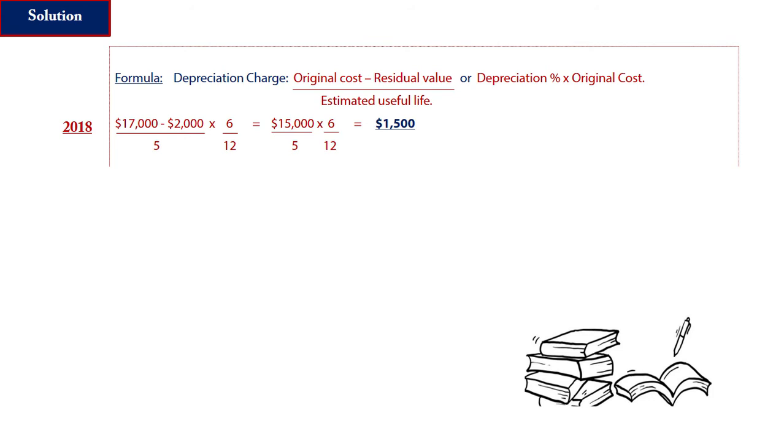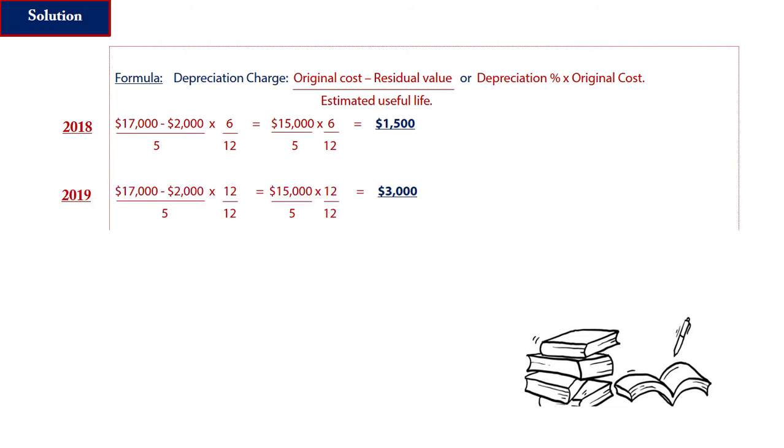The residual was $2,000. So we subtract the 2,000 from the 17,000, divide by the number of years, which is 5 years. Now we multiply it by 6 over 12. So 17,000 minus 2,000 will give us 15,000, divided by 5, times 6 over 12, will give us $1,500.